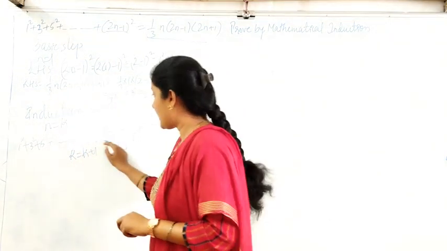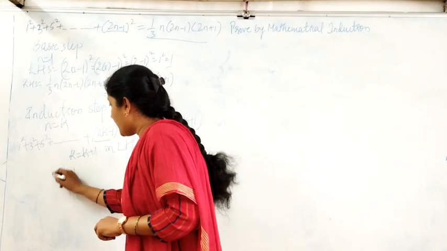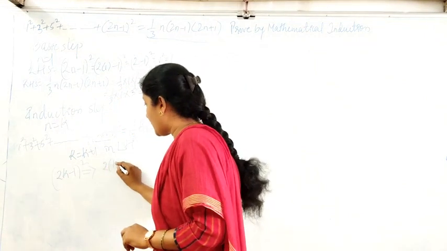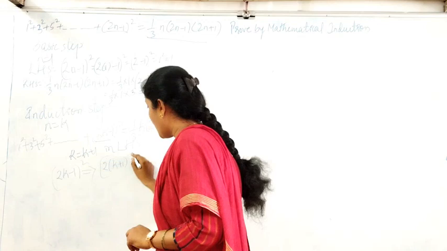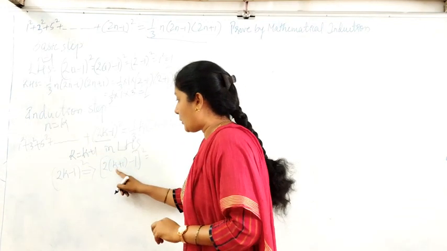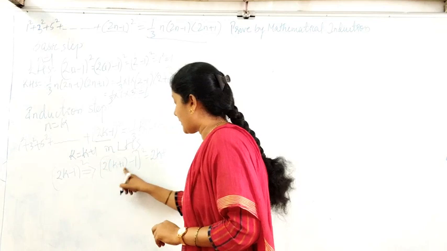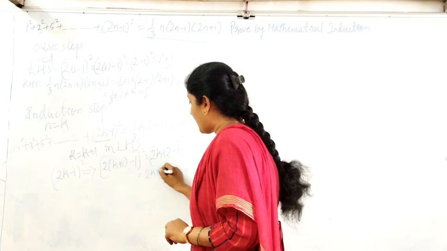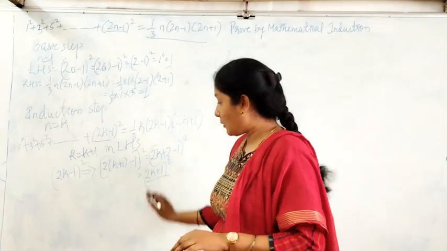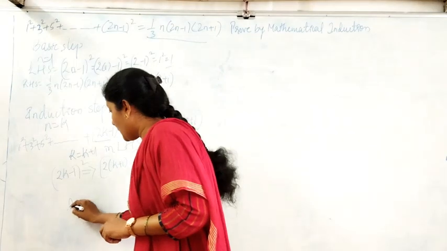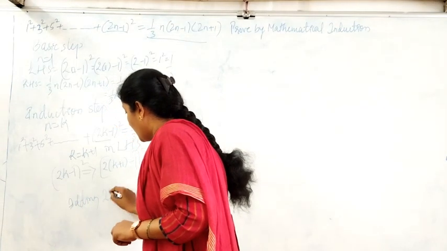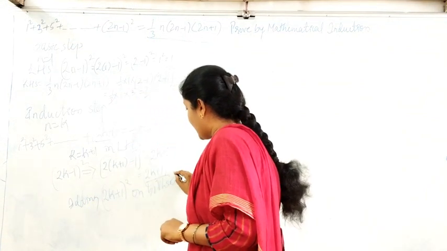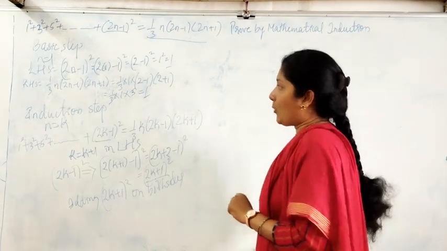Now, what it becomes? See here, 2k minus 1 whole square. When you put k equal to k plus 1, it becomes 2 into k plus 1 minus 1 whole square. That is equal to 2k plus 2 into 1, 2 minus 1 whole square. That is equal to 2k plus 1 whole square. Now, you need to add this on both the sides. So, adding 2k plus 1 whole square on both sides. Now, what it becomes here?